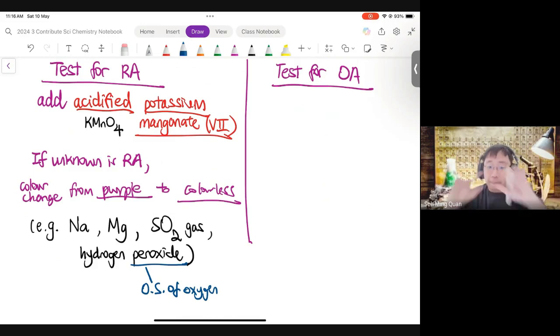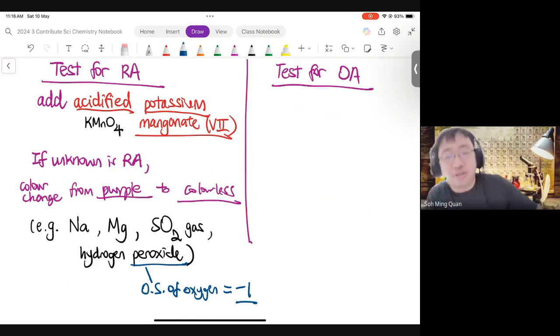Hydrogen peroxide. Peroxide, this word tells you it's -1 for oxygen's oxidation state. Whenever you read this word, alarm bells should sound in your head to tell you that this is the exception to the rule that oxygen is -2, because in peroxides, like hydrogen peroxide, the oxidation state is -1 for oxygen.